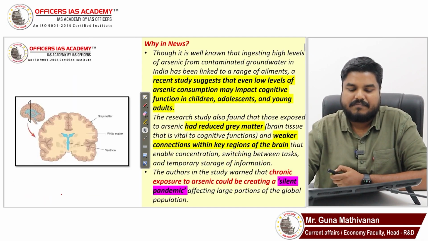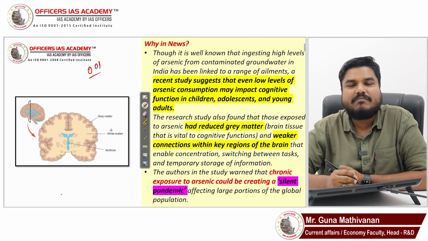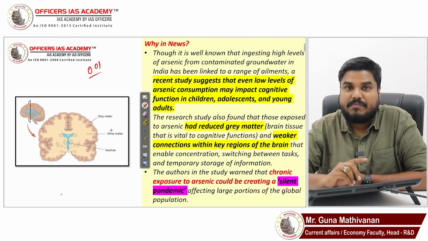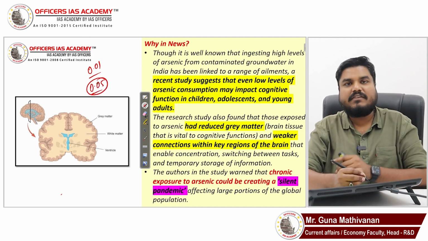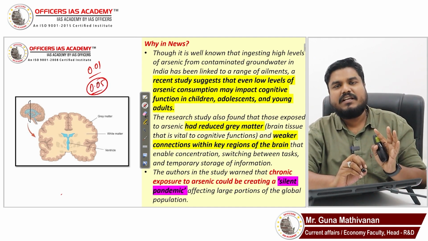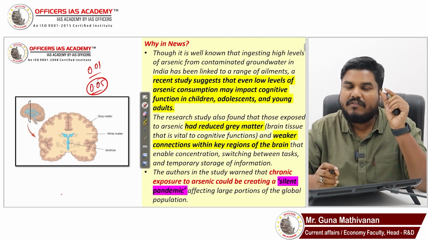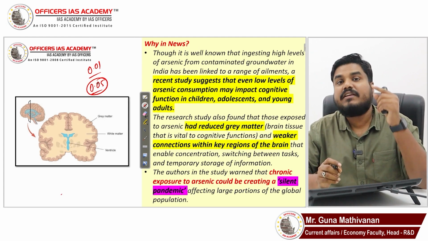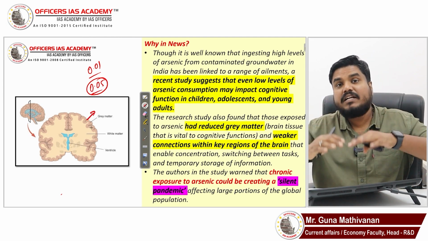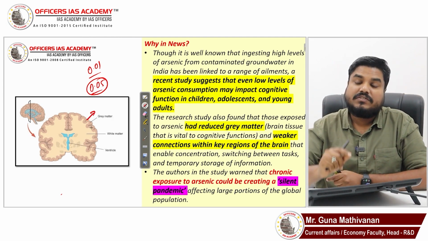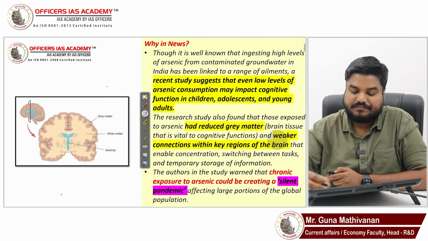So why is it in the news? I said WHO's permissible limit is 0.01 mg per liter, but according to India, it is 0.05 mg. We were thinking that a small level of arsenic contamination may not cause a big problem. But a recent study has said that even a small level of arsenic contamination can affect the gray matter in your brain, which is responsible for your cognitive development. So even small levels of arsenic contamination are not good for us.